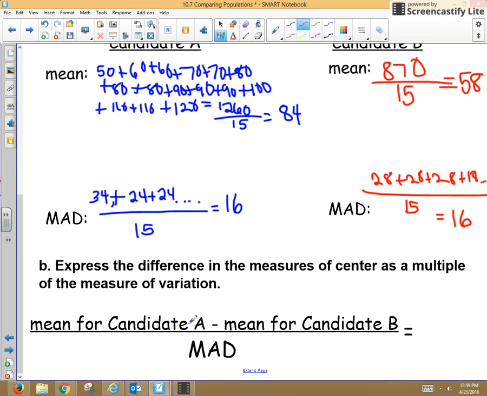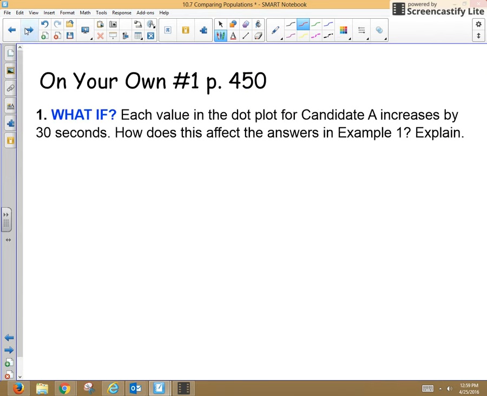Now for part B, to find the difference in the measures of center for both candidates, we're going to subtract the mean from candidate 1, which is 84, minus the mean for candidate 2, which is 58, and divide that by the mean absolute deviation. And when you calculate that, you get 26 divided by 16, which is 1.6. So the difference in the means is about 1.6 times the absolute deviation. I would like you to try number 1 on your own now.